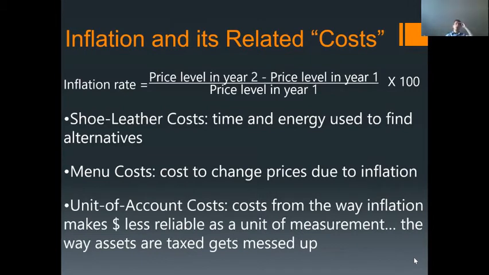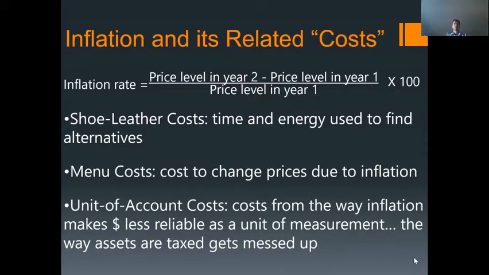So if we find out the inflation rate, what we really do is take the price level in year two minus the price level in year one, divided by the price level in year one, multiplied by 100. A very basic calculation, and very intuitive. Those price levels are measured using indexes. So it's really the index in year two minus the index in year one divided by the index in year one. So it's all based off of a single base year.